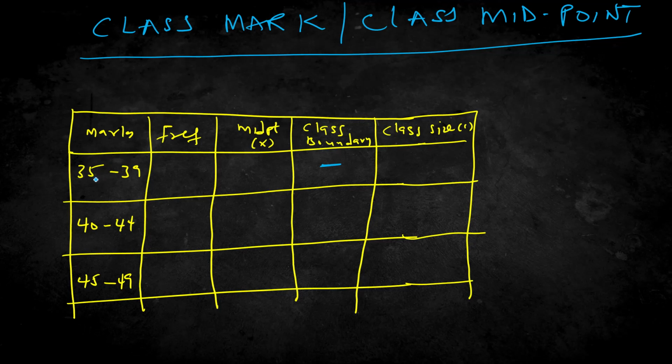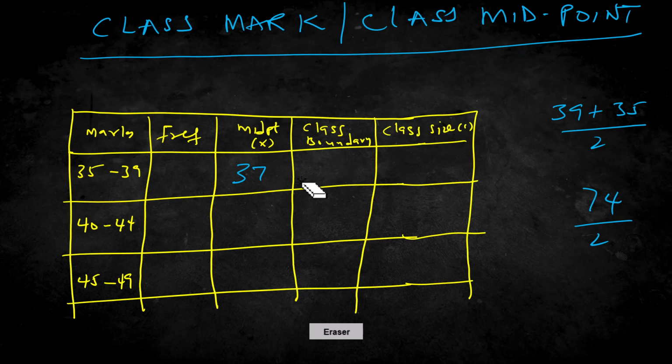So we have 35, 39. Once you are asked to find the average, you just sum them. 39 plus 35, then divide by 2. So we have 39 plus 35. This side is 74 over 2. So we have 37. So this side will be 37. All right, we have 37 here.